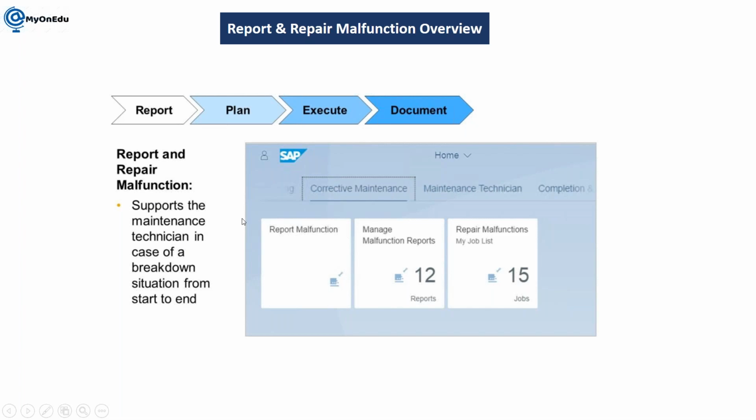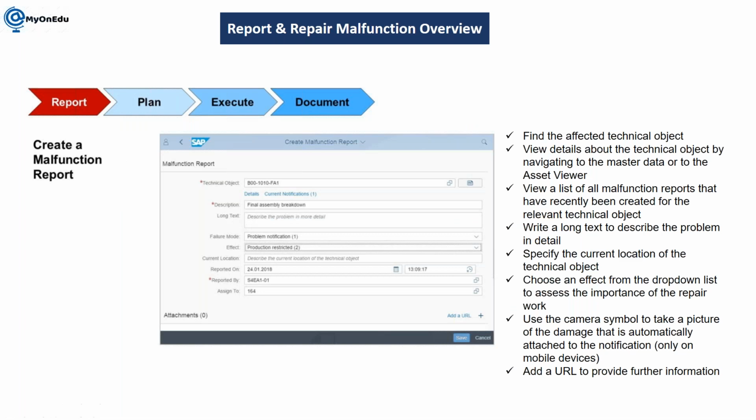Okay, and how is it managed? When it is reported, whenever any breakdown has happened, at the same time we create a malfunction report. A malfunction report is nothing, it is just creating a notification. Okay, it's just creating a notification. So how do we create the malfunction report in Fiori? We find the object for which we want to create it.